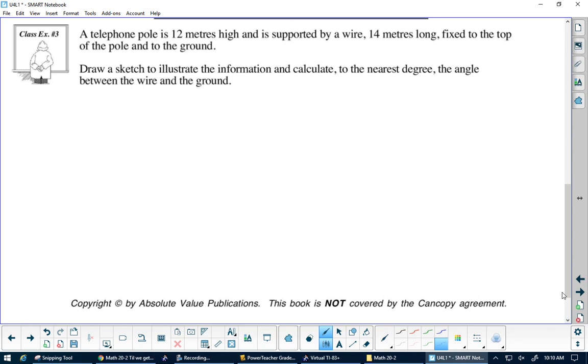Okay? We haven't done any calculations right now, but here we have a telephone pole. It's 12 meters high, supported by a wire, 14 meters long. So the wire is 14 meters long, fixed to the top of a pole. Okay, so we got a 12-meter pole, and there's this wire that's fixed to the ground, and it's 14 meters long.